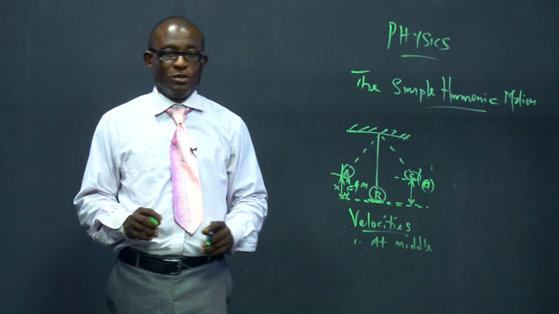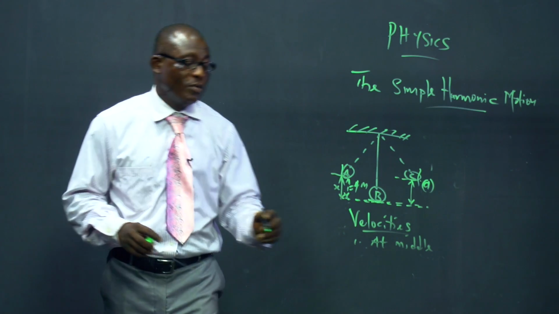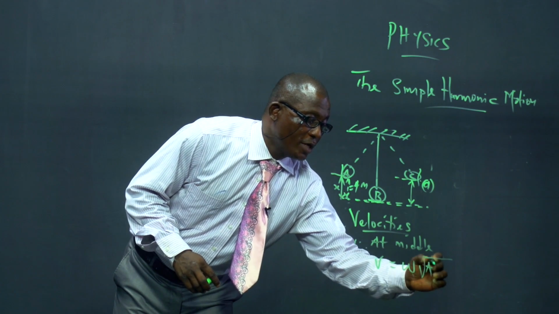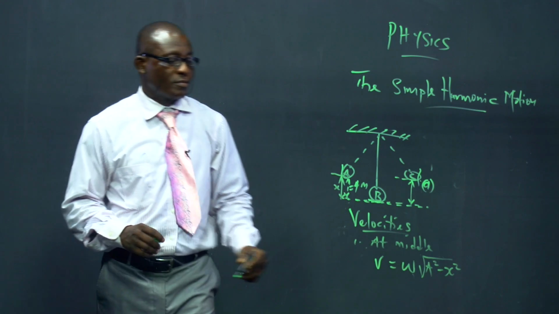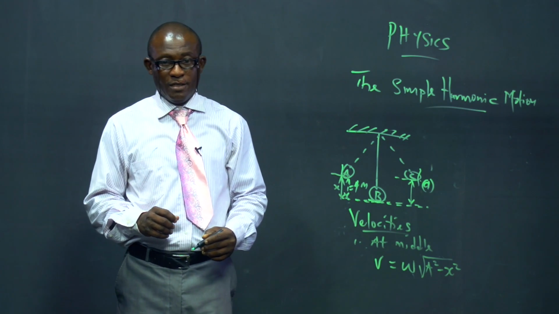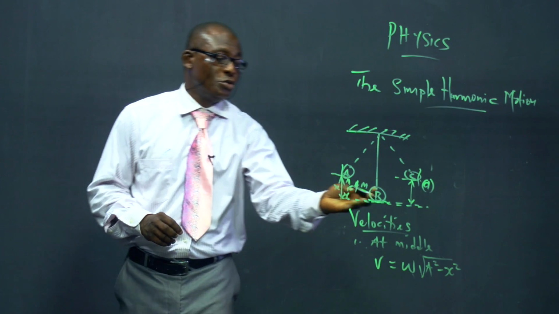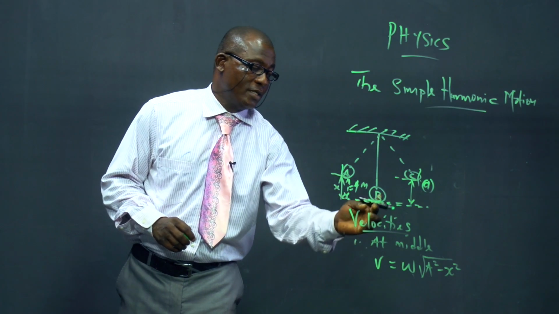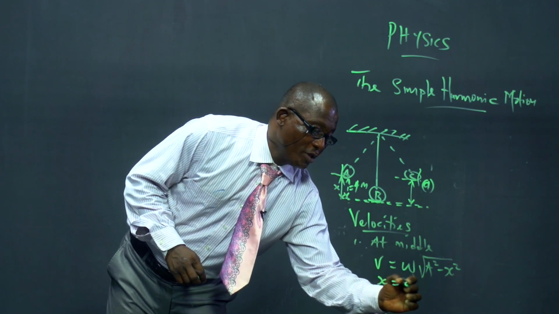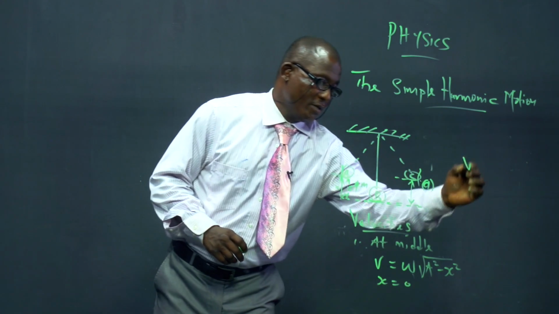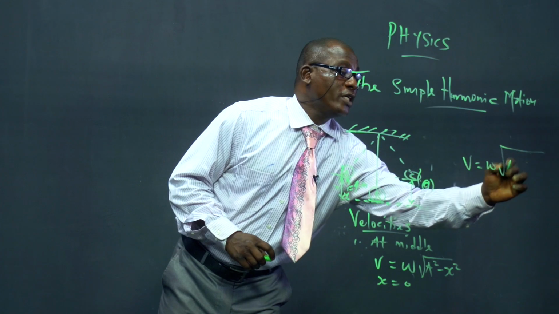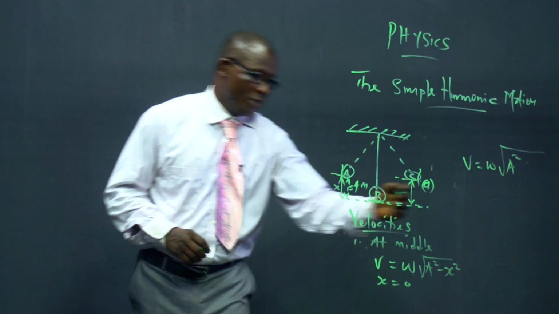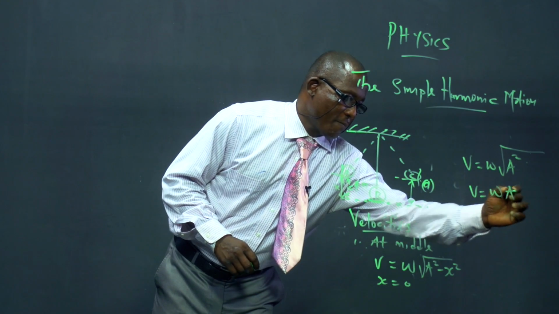So velocity at the middle. What is our formula here? The formula is V equals omega square root of A squared minus X squared. At the middle, the displacement is 0, that is, x is 0. X equals 0 at that point, leaving V equals omega square root of A squared. Because x is 0, there is no displacement at point B. This will give us V equals omega A.